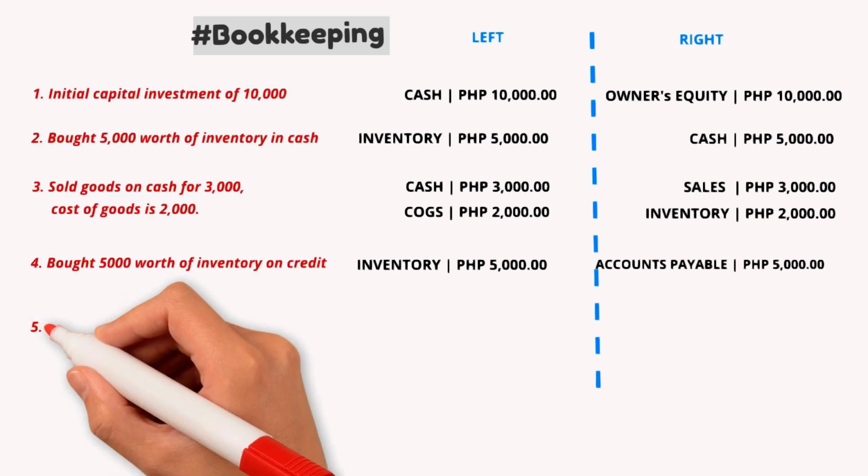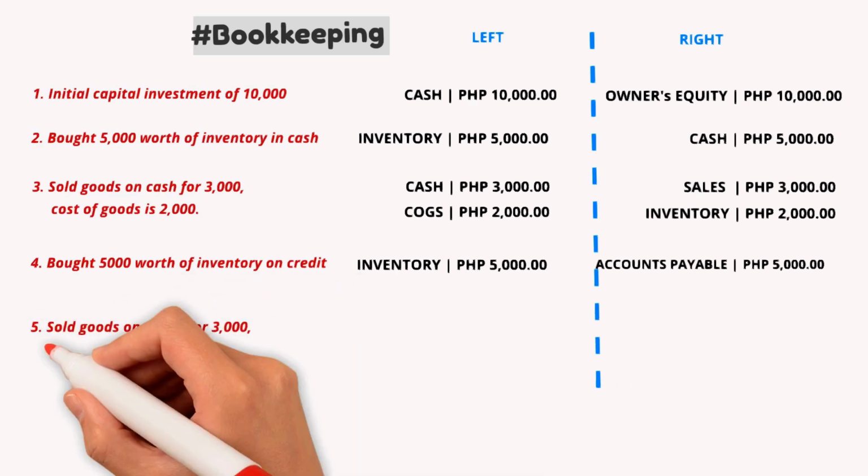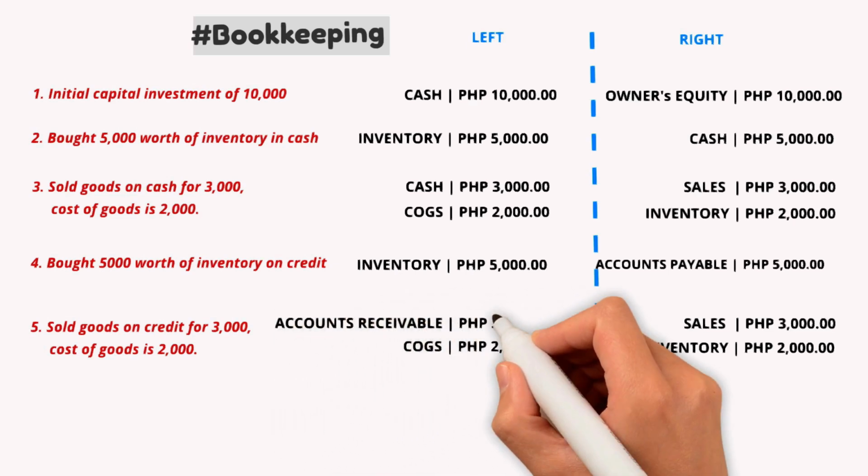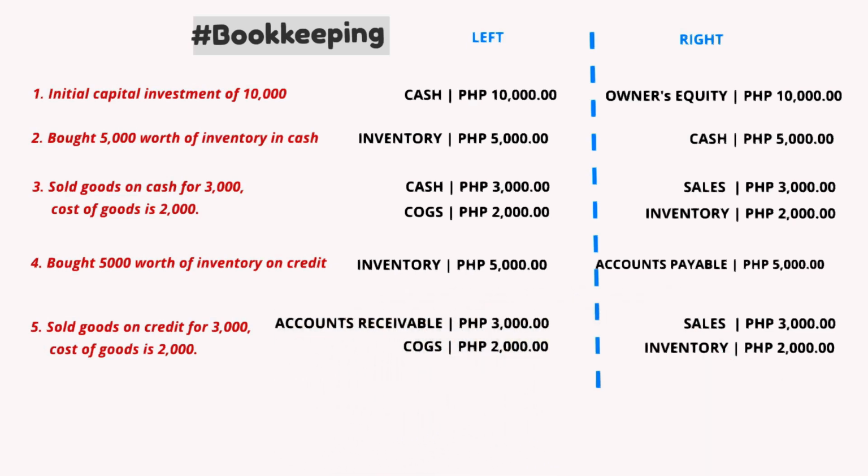Next transaction, sold goods on credit for 3,000, cost is 2,000. This is similar to transaction number 3. The only difference is that you are not receiving cash. There has to be another account that will tell you an asset that could turn into cash in the future. Ang tawag sa asset na ito ay accounts receivable and this should go to the left side. The source again is sales revenue. So still the same as number 3 where there are 2 journal entries. That completes all the examples we have for bookkeeping for today.